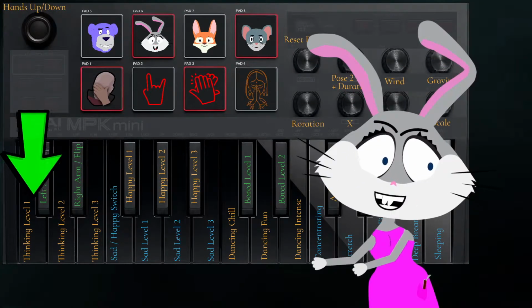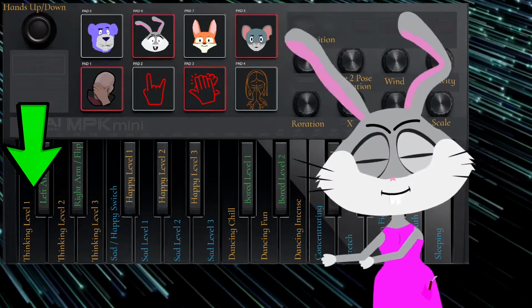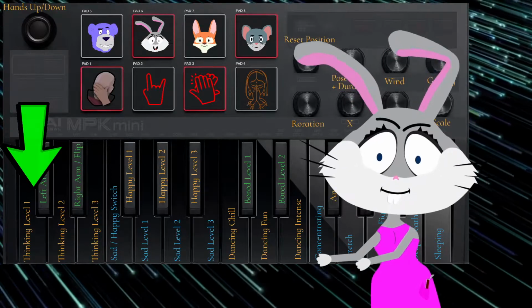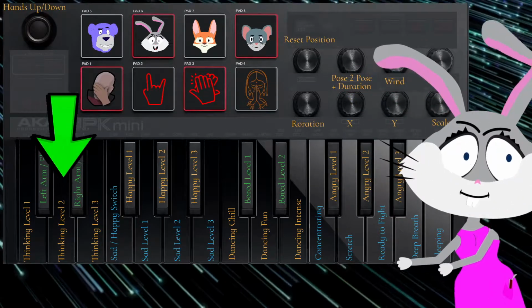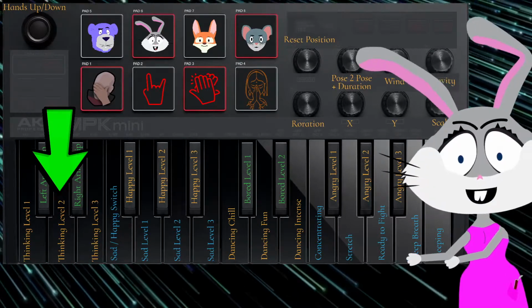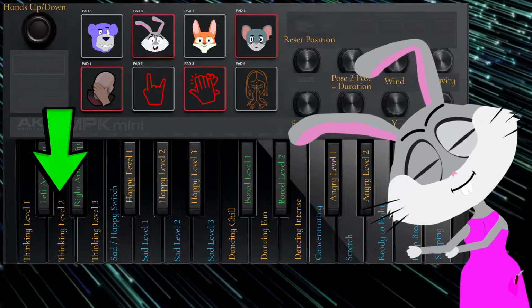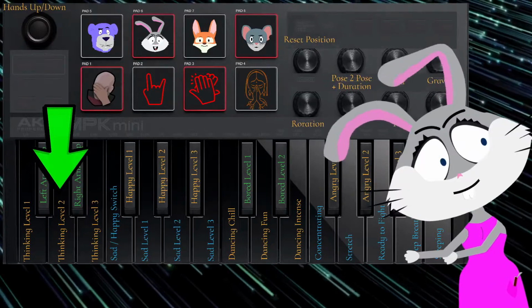One of the things would be levels. This is the first level of thinking. Just a little bit of, like, what's going on? I'll need to think about it. But let's build on that. If we say level 2, that would maybe be some sort of behavior like this, maybe even looking up.